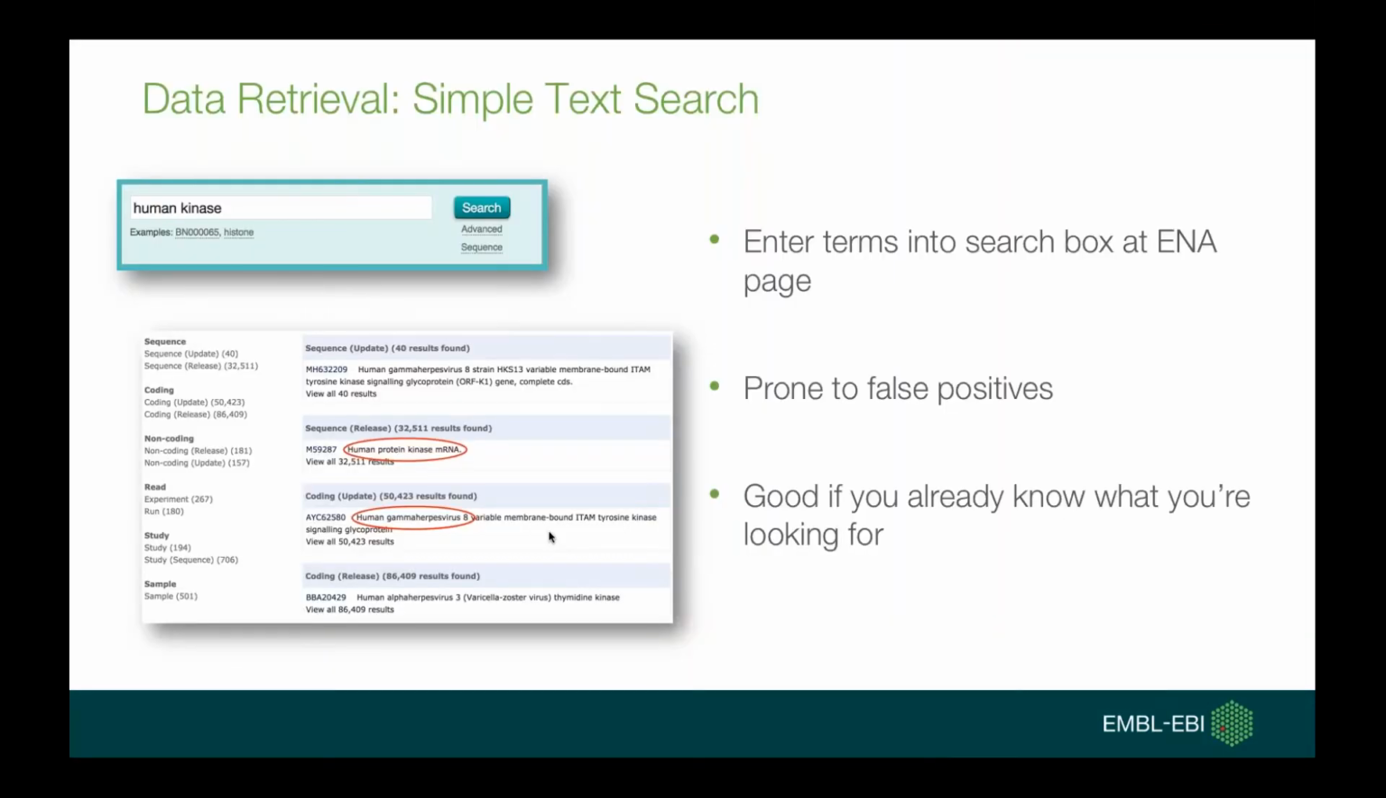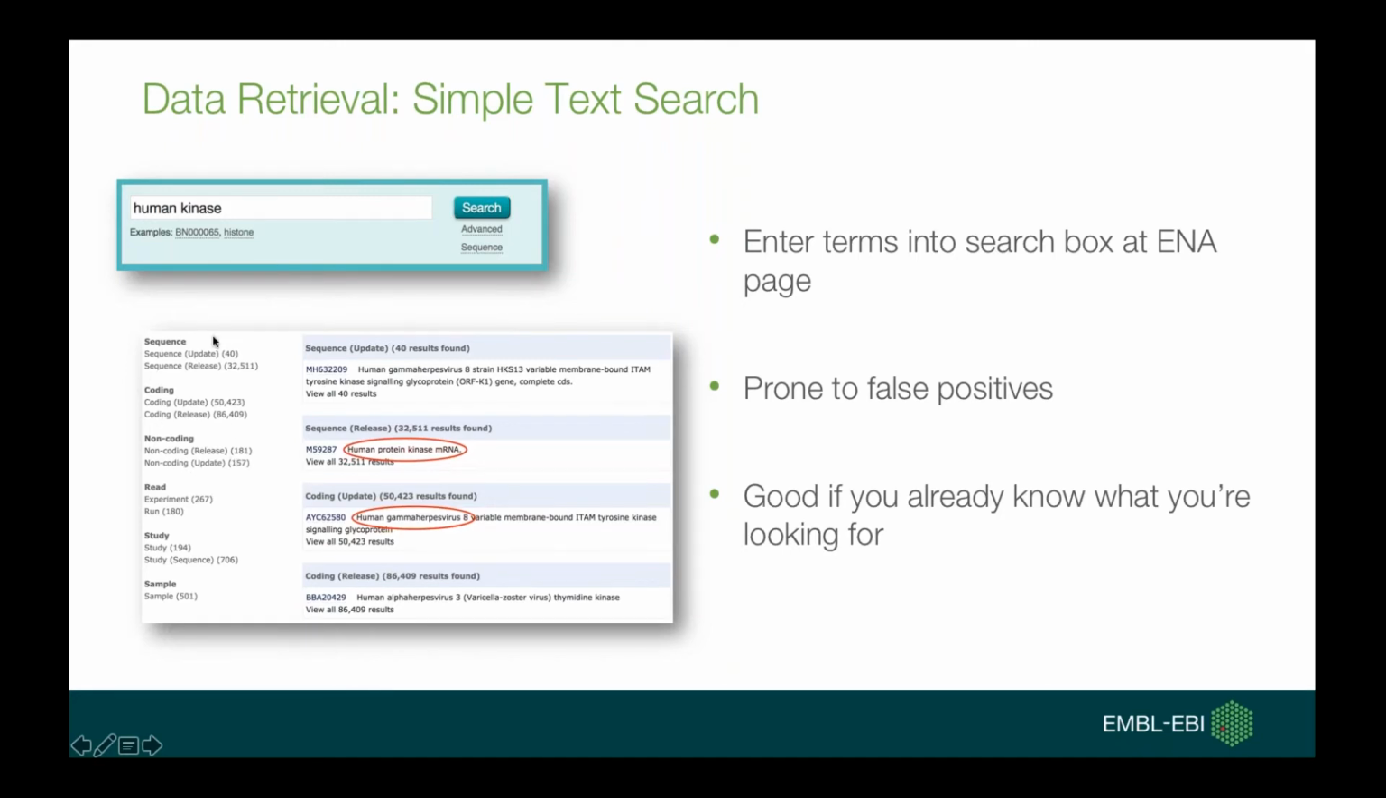Well, if you were to go to the ENA website right now, one of the first things you would see is a search box like this one here in the top left of the screen. And you could put something in there and look for data. In this case, I've put human kinase in there because I'm interested in finding human kinase data. You can see the results that I got at the bottom here, and we got results from all kinds of different domains. For example, sample, study, and read results. These are the things we were just talking about.